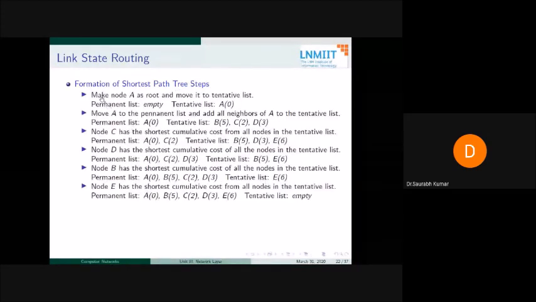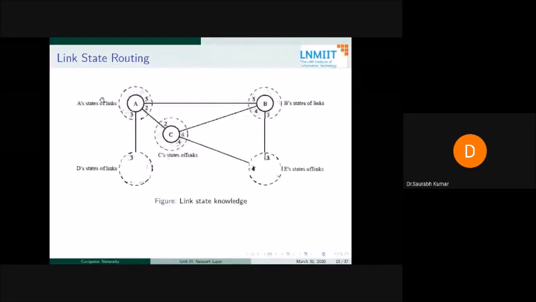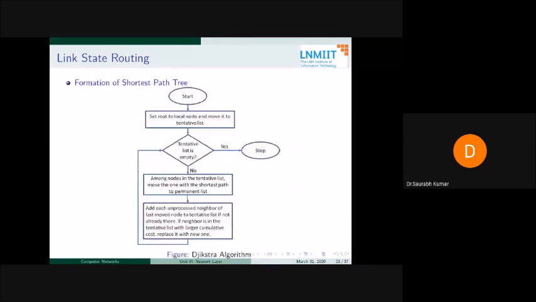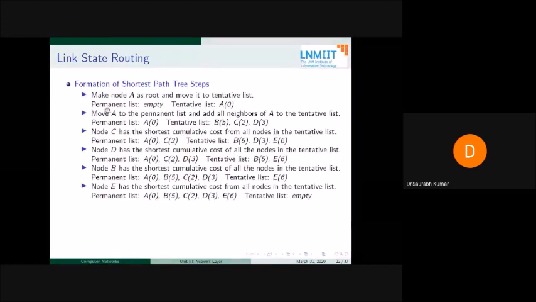For the first step, we will see this particular example with this link state autonomous system. A, B, C, D, E are all connected with each other. First we make node A the root and move it to the tentative list, as per the algorithm. With this, the permanent list is currently empty and the tentative list has node A.